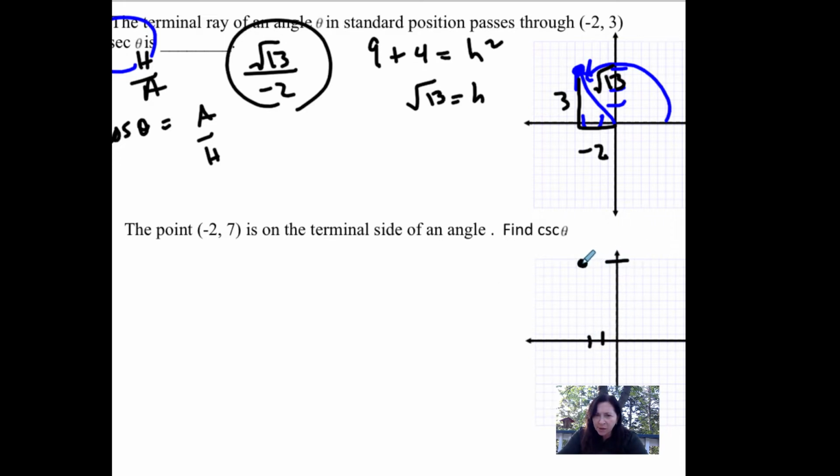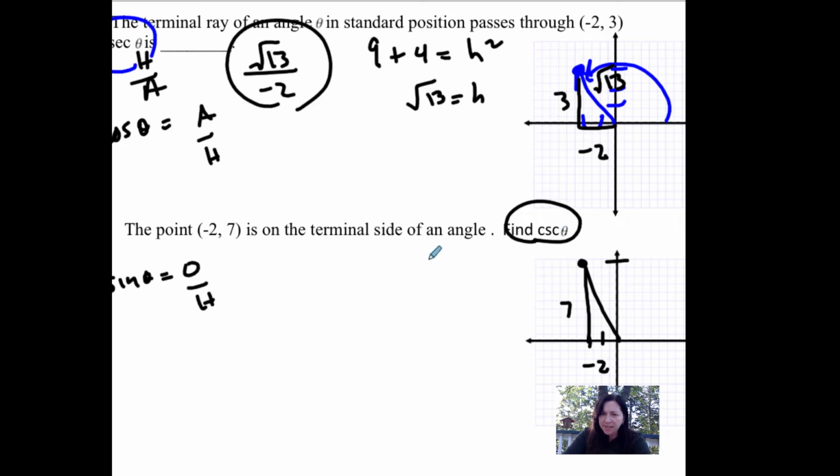So this point right here is on the terminal side of an angle again. So negative 2, 7. And then again, come straight down. We know that's negative 2. We know that's 7. We need to find cosecant of theta. So remember, cosecant is the reciprocal of sine. So if sine of an angle is equal to opposite over hypotenuse, cosecant is going to be hypotenuse over opposite. And there, your theta being right there.